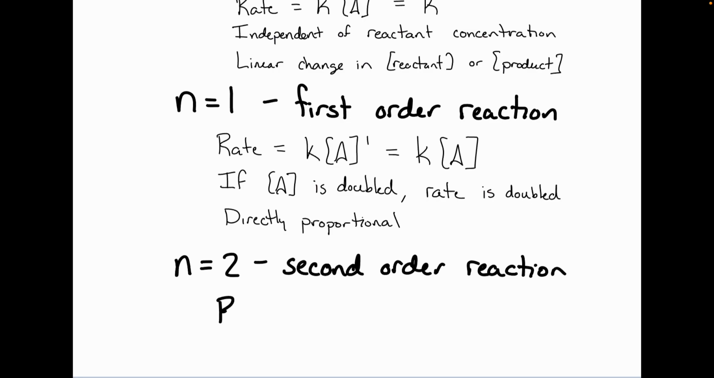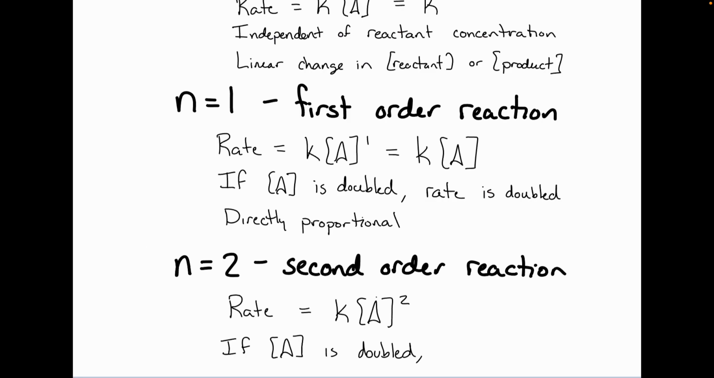That means that my rate is equal to K times the concentration of A squared. So if my concentration of A is doubled, what's going to happen to the rate of this reaction if I double my concentration of A, multiply it by 2?